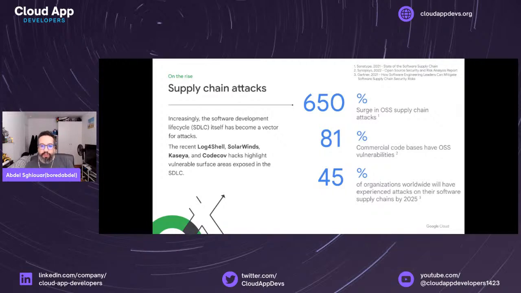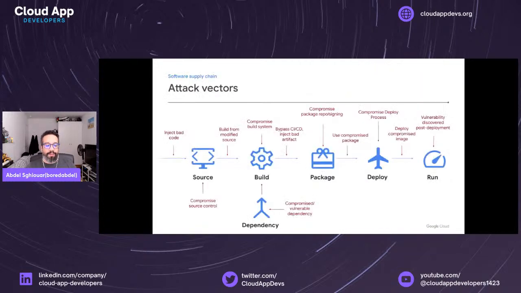Another number: Gartner, in one of their 2021 reports, said that 45% of worldwide organizations will experience an attack on their software supply chain by 2025. And so what does that mean, actually? Well, let's break down this software supply chain that we talked about, and let's see at each step where things can go wrong. So, starting with injecting bad code.